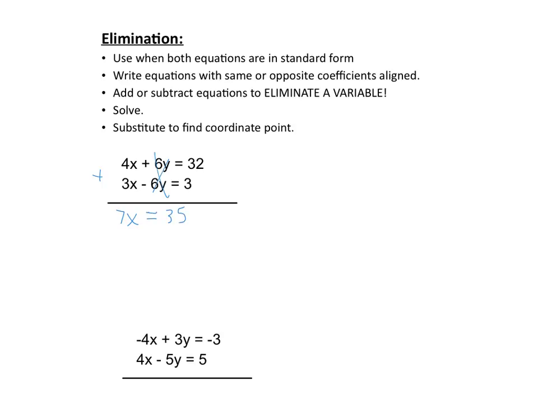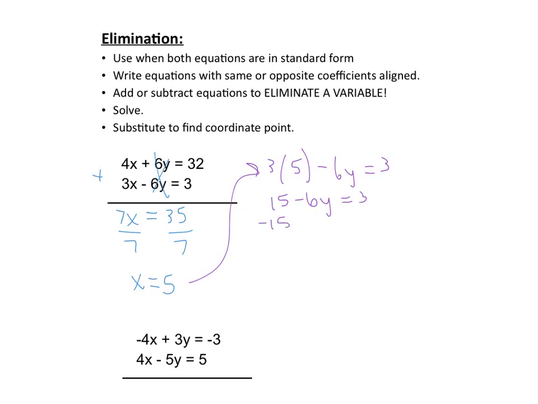Now this is very simple because I can just solve for x, and I can divide by 7 and get x equals 5. But this is only half my answer. I need to plug that back in order to find my y variable. So whichever equation perhaps looks easier, I would plug in 5 for x. So I would do that to maybe the second equation and get 3 times 5 minus 6y equals 3, and get 15 minus 6y equals 3.